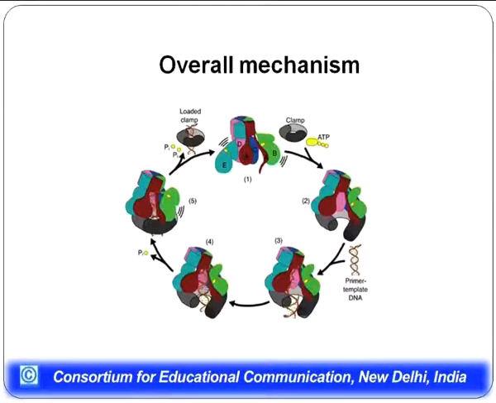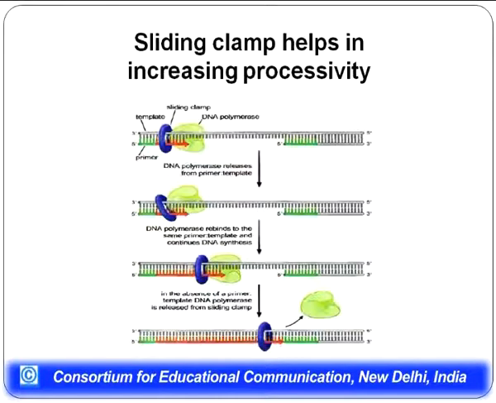So the overall mechanism helps in loading of the sliding clamp onto the DNA. The sliding clamp helps in increasing the processivity of DNA polymerase by keeping DNA polymerase in its position. If the sliding clamp was not there, then the processivity of DNA polymerase would decrease many folds. Because it holds the polymerase in position, it leads to enhancement of processivity so that DNA polymerase adds a number of nucleotides at one go.